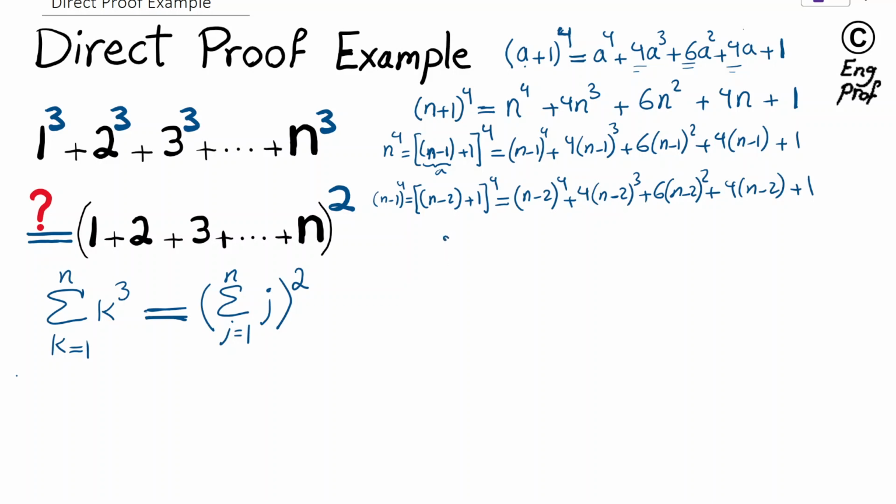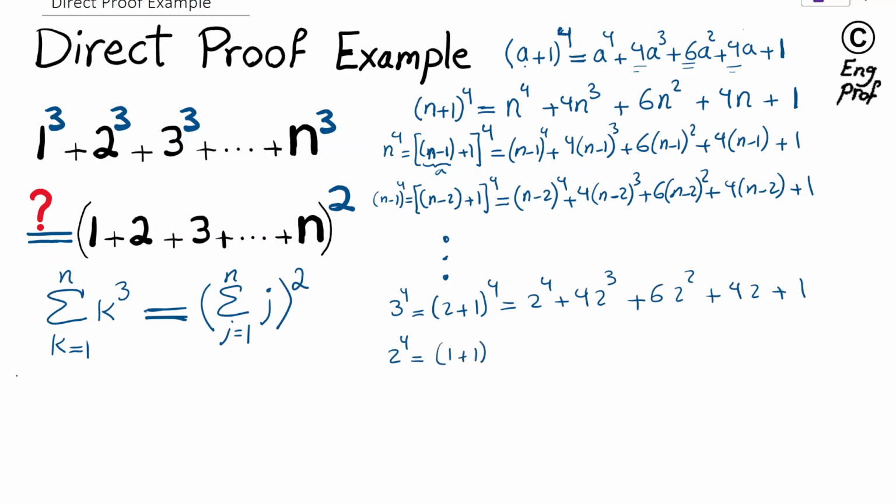ellipsis, if you keep doing this, then you would finally get, let's say, 3 to the power 4, which I'm going to write as 2 plus 1 to the power 4, which is 2 to the power 4 plus 4 times 2 to the power 3 plus 6 times 2 to the power 2 plus 4 times 2 to the power 1 plus 1. And lastly, 2 to the power 4 itself can be written as 1 plus 1 to the power 4, which is basically just 1 plus 4 plus 6. And of course you have these things: 4 times 1 to the power 3, 6 times, and then you have 4, and then you have 1.